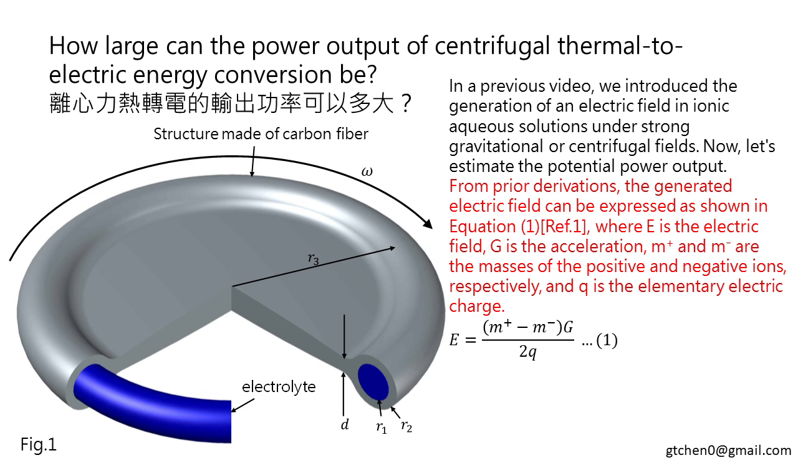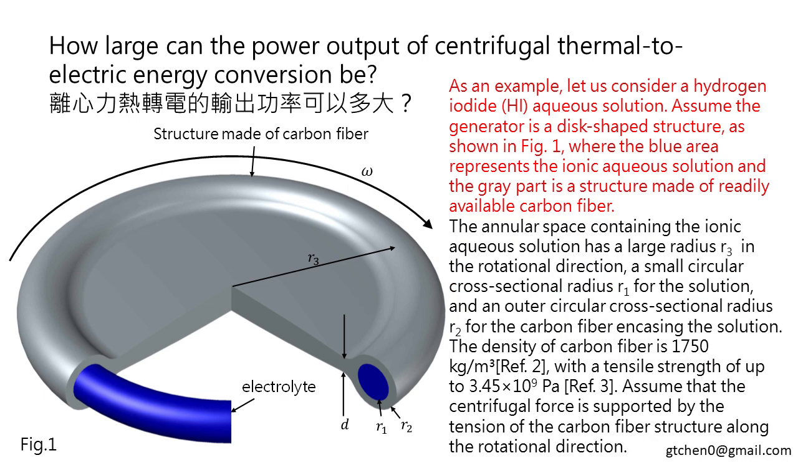From prior derivations, the generated electric field can be expressed as shown in equation 1, reference 1, where E is the electric field, G is the acceleration, m plus and m minus are the masses of the positive and negative ions, respectively, and Q is the elementary electric charge. As an example, let us consider a hydrogen iodide aqueous solution.